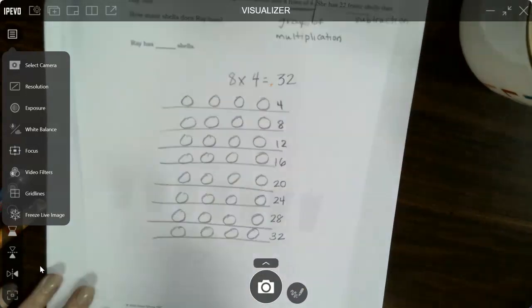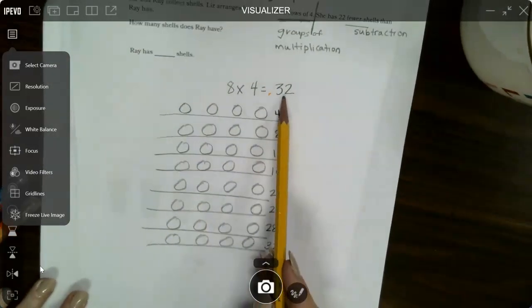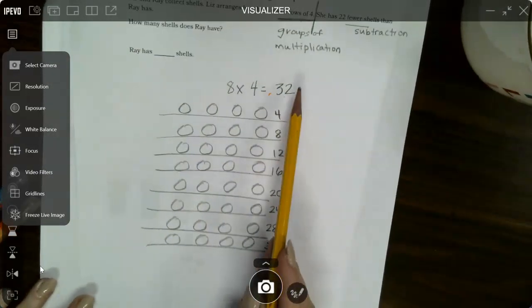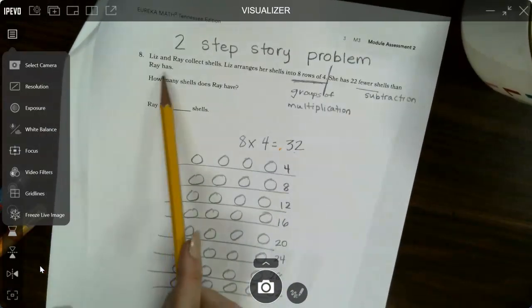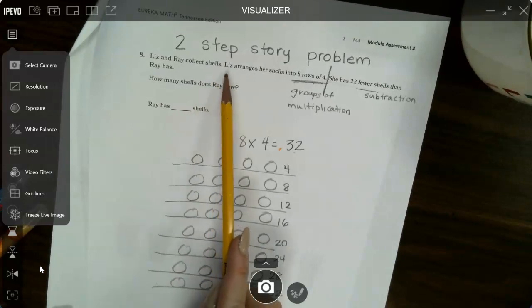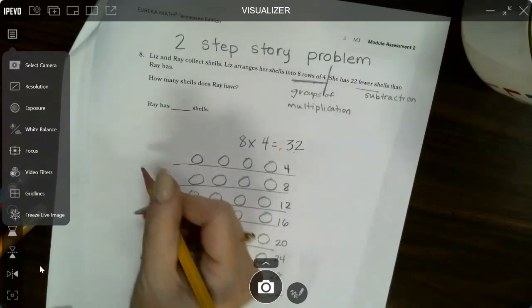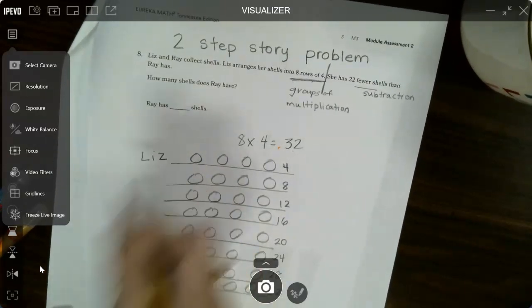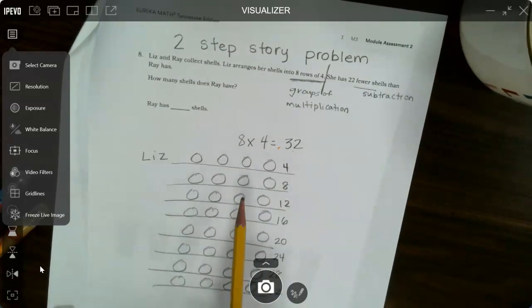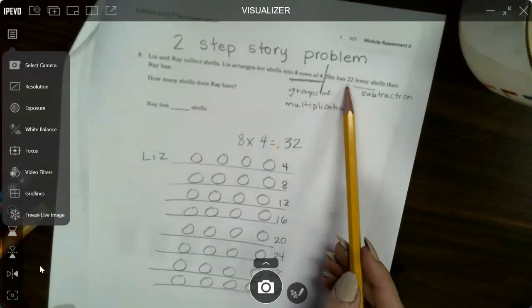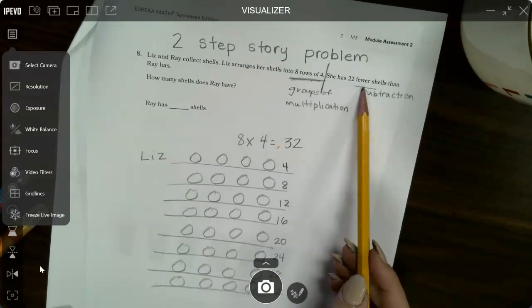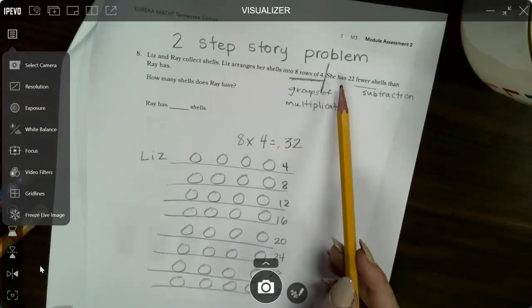Now then, Ray doesn't have 32 shells though. I need to go back and see what the second part of the story problem says. It says Liz and Ray collect shells. Liz arranges, so this is Liz's shells, into 8 rows of 4. Then it says she has 22 fewer shells than Ray has.